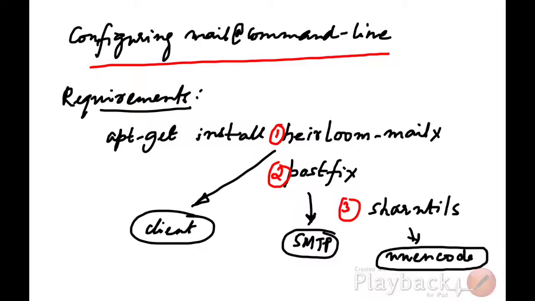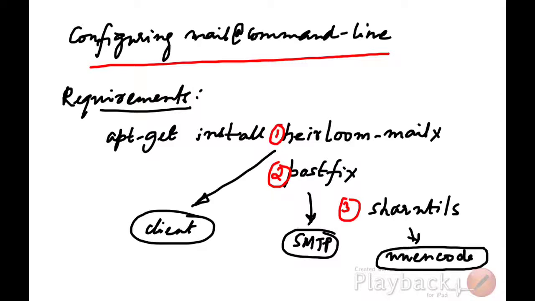The second thing, obviously very important, is you need to have something called postfix. Postfix is a utility that gives you the functionality of an SMTP relay. So once you have postfix installed, the client will use the postfix SMTP or MTA capability to relay mails and send them to users in the internet world.